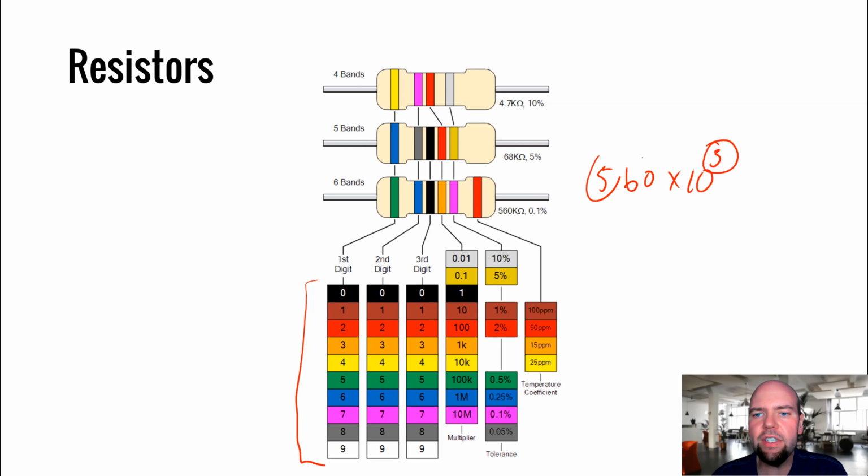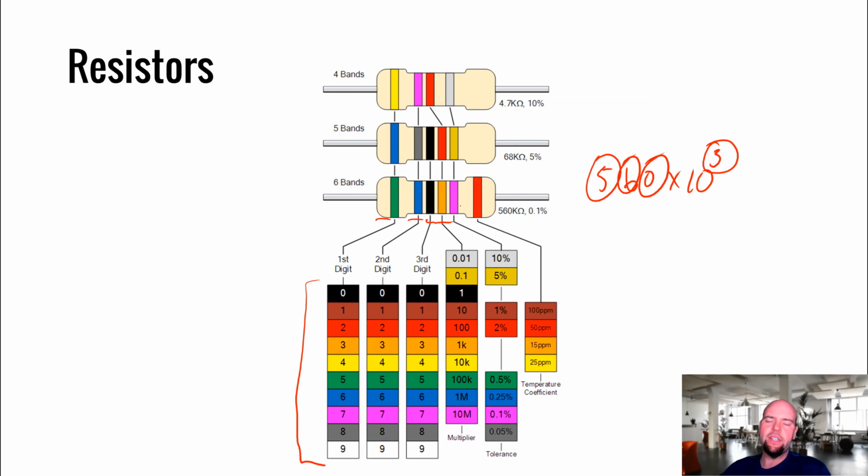So 56, 3, that's what we have here. And that's pretty much all there is to it. So the number of digits matters.